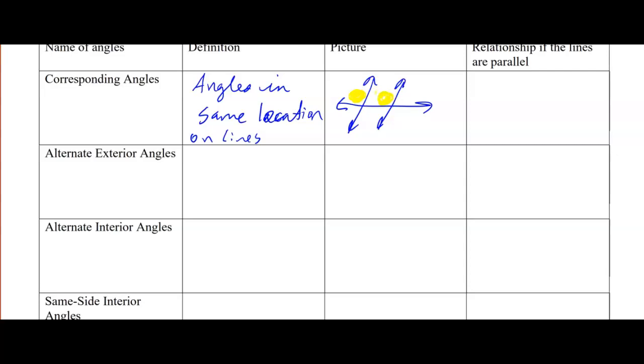Okay, there's actually 4 pairs of corresponding sets. So we'll name this like angle 1 and angle 5. Okay, if the lines are parallel, then they are congruent. So angle 1 is congruent to angle 5. This is what happens for corresponding.